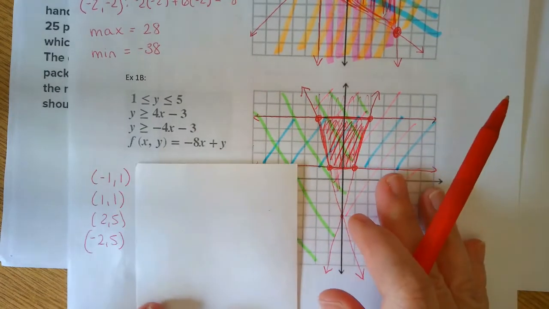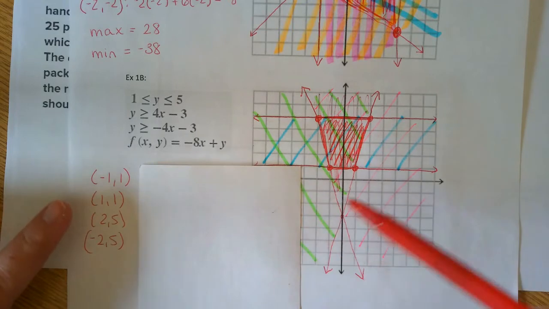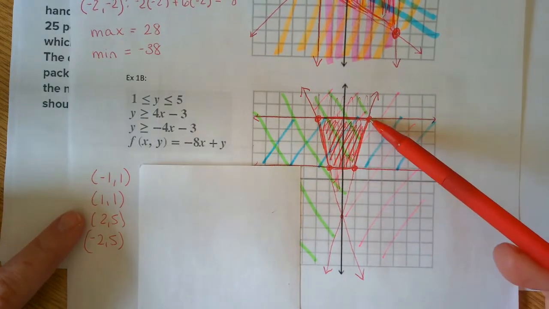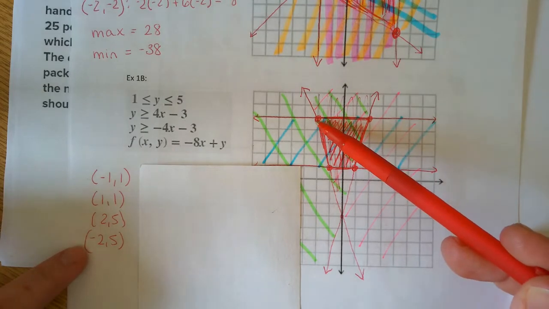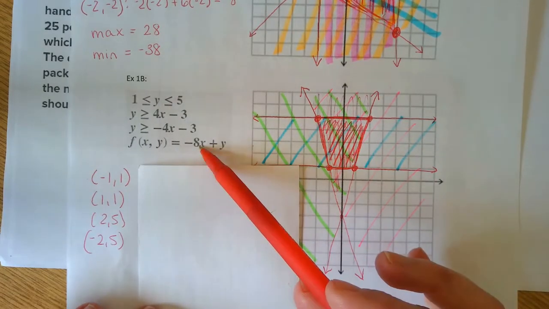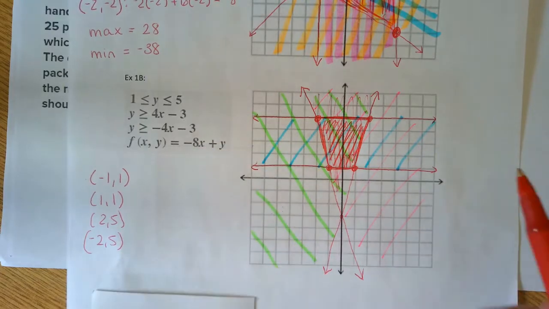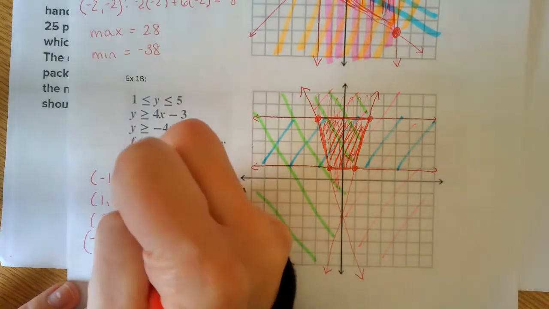Then for your coordinates, you should have written down -1, 1, +1, 1, 2, 5, and then -2, 5. You're going to plug those into your function and then figure out which one was the maximum or minimum.